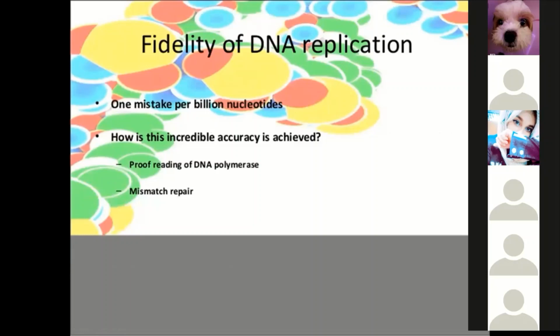So what is the fidelity of DNA replication? Because of proofreading activity by DNA polymerases, only one mistake per billion nucleotides might take place. How is this incredible accuracy achieved? This is because of proofreading by DNA polymerases, or there is mismatch repair.